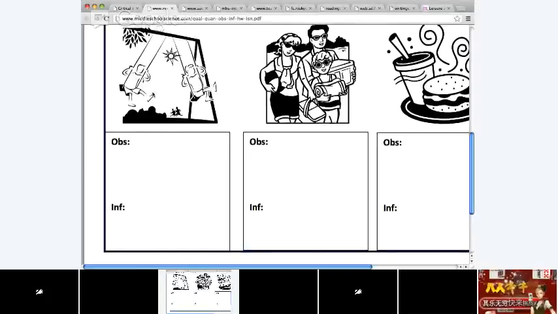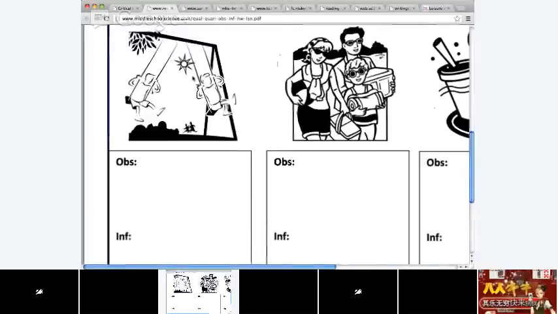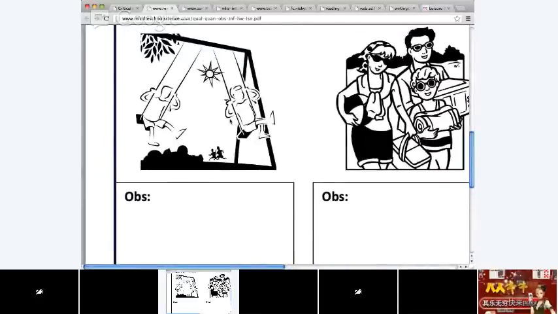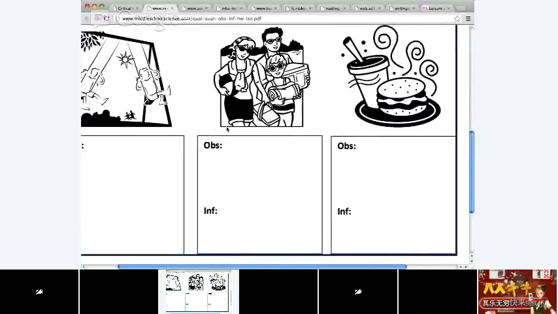They are brothers. Brother and probably sister. All right? Yeah, so you see the difference between observation and inference.